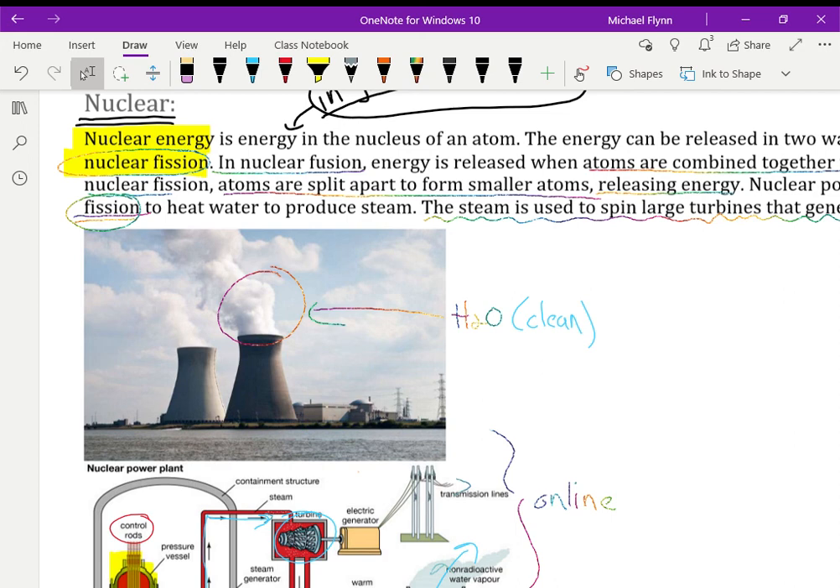Okay, most of these are pretty easy to explain how they work. I did the hard one here, nuclear power. The rest of them are easier than that.